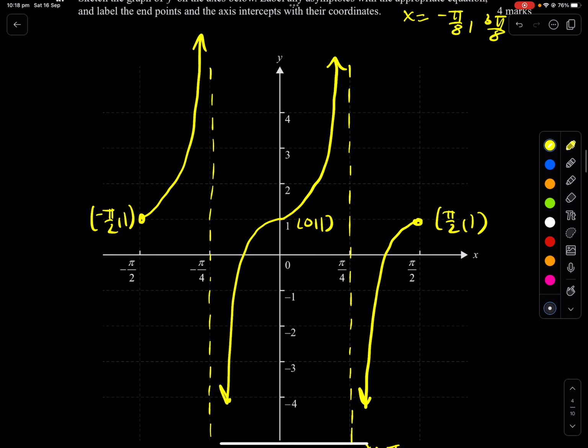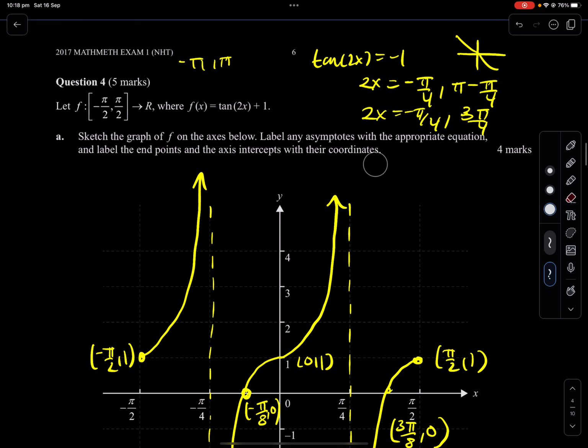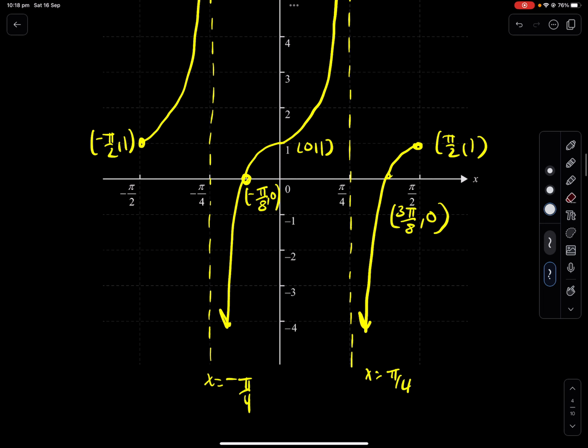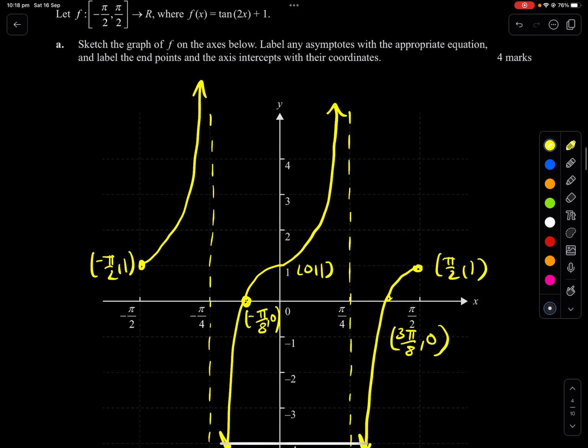So it's over here, negative pi on 8, 0. And this one over here is 3 pi on 8, 0. Done. We've done that. Perfect. Let me just write this off. Alright. Is that it? With the coordinates.